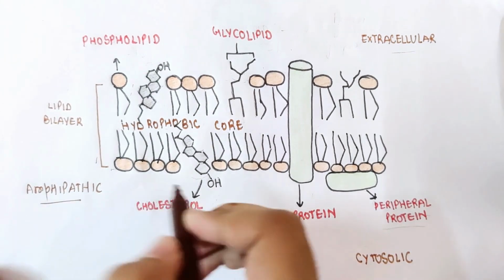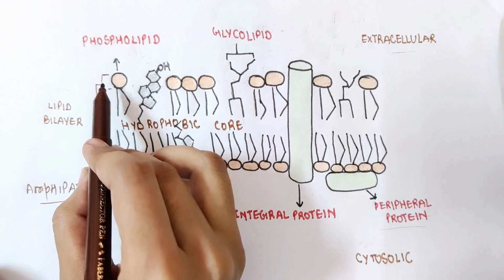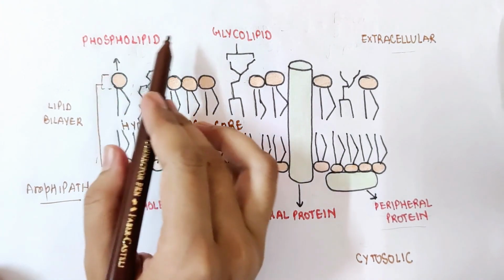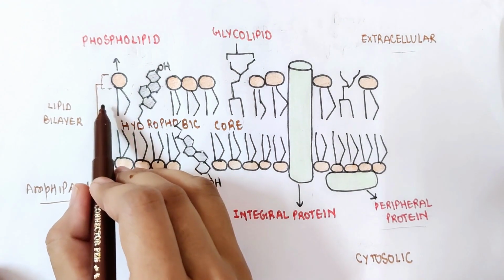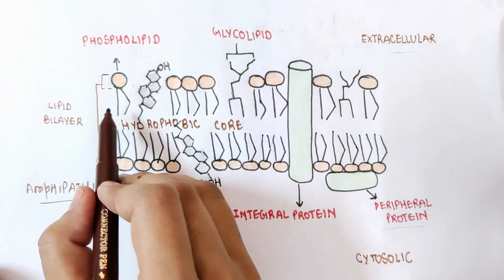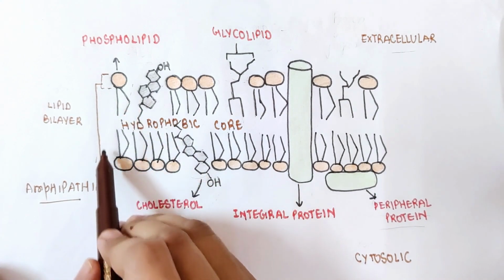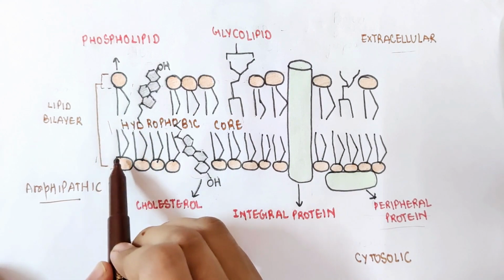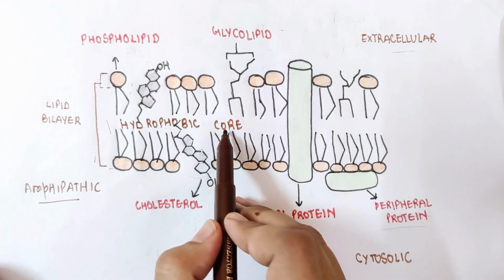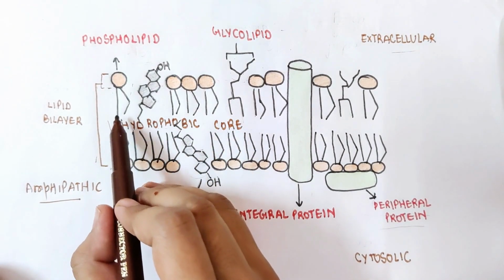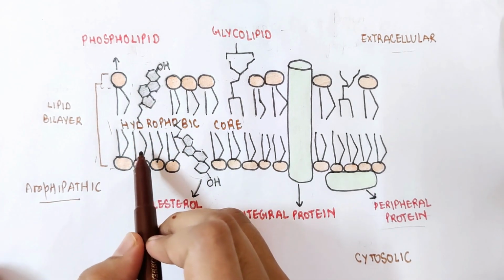Amphipathic in nature means this is called the polar head, which is in contact with the aqueous environment, and this is called the hydrophobic tail or the non-polar tail, which is actually a water hater. Means this region of the lipid bilayer is called the hydrophobic core or the hydrophobic environment, where no water molecule or no polar molecule is allowed to pass through this region.